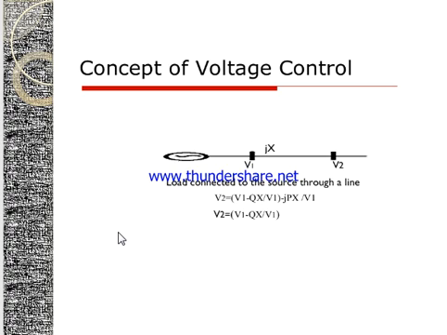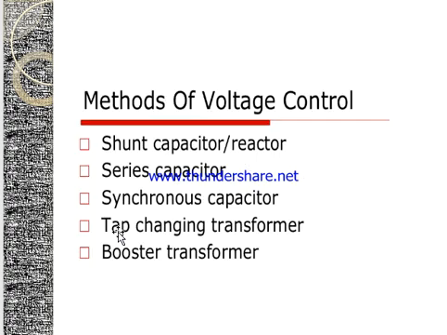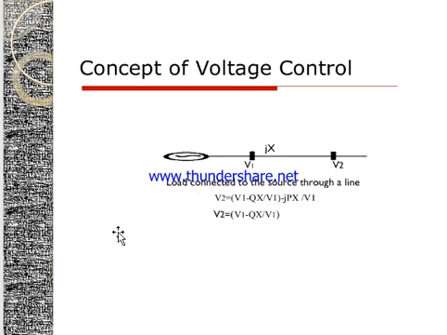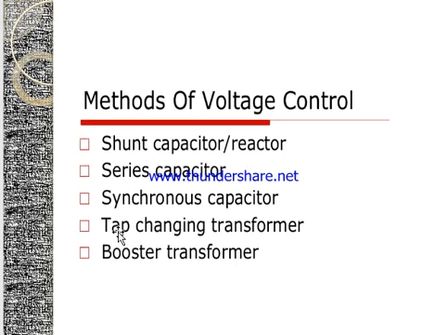For example, a load is connected to the source through a line. Let V2 be the load side voltage and V1 be the source side voltage. So V2 is equal to V1 minus Qx by V1 minus jPx by V1. Here we take the reactive power alone, so obviously this voltage is getting influenced. So let us consider certain voltage control methods.